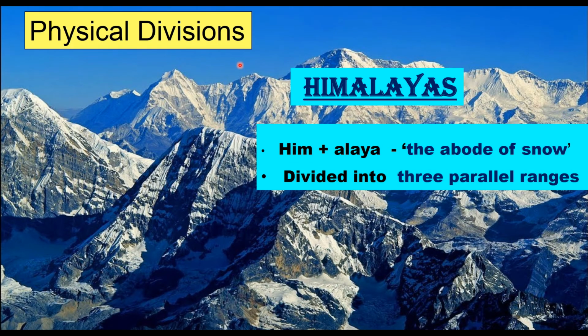The physical divisions of India. India is marked by a diversity of mountains, plains, plateau, coasts and islands. Guarding the north, there stands the lofty Himalayas. Him plus Alaya means the abode of snow. The Himalayan mountains are divided into three main parallel ranges.